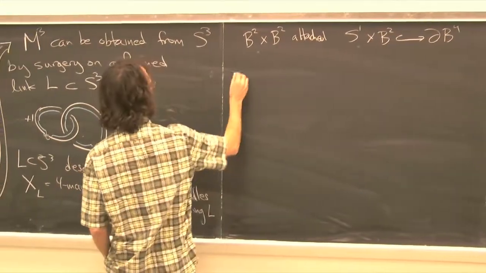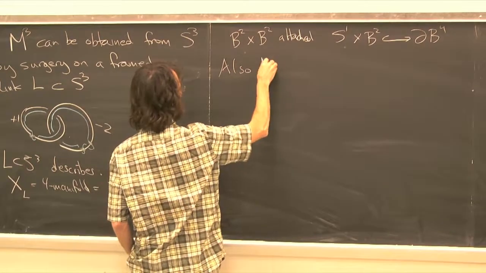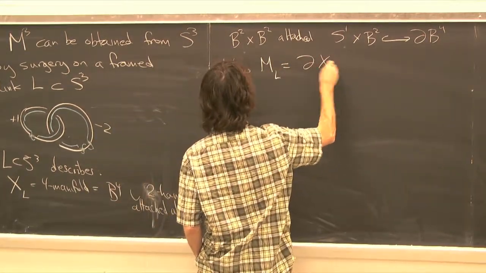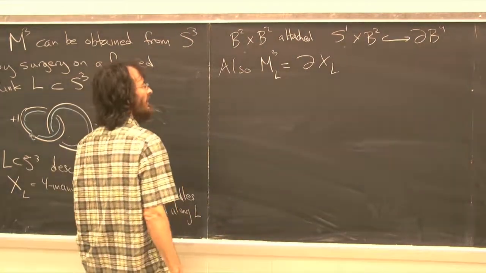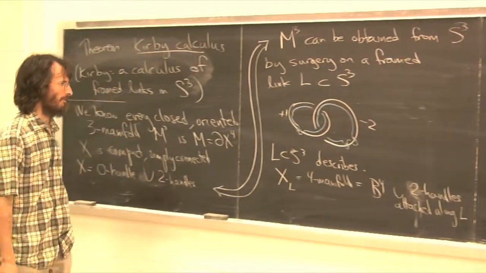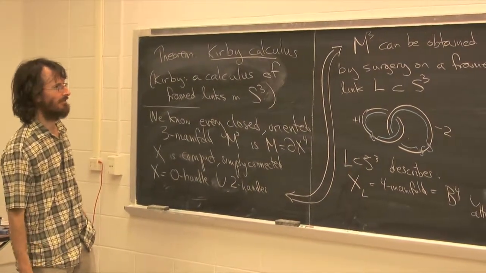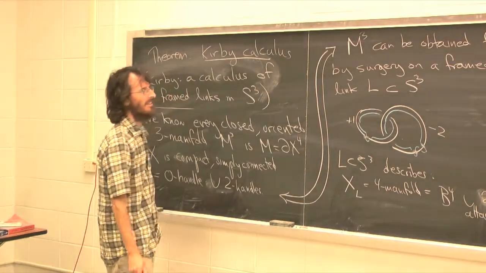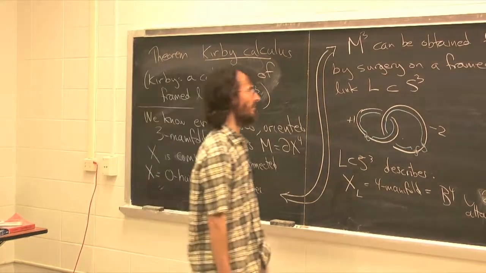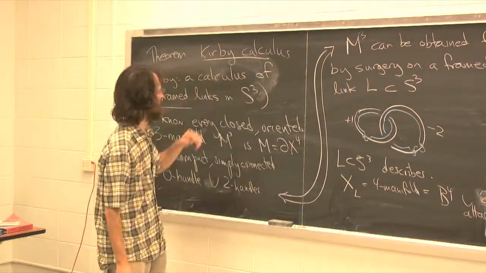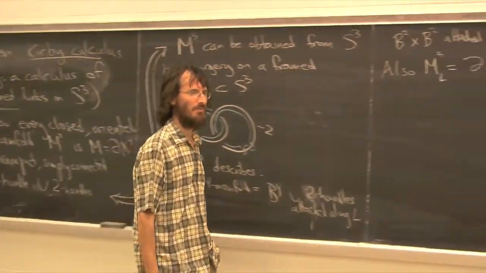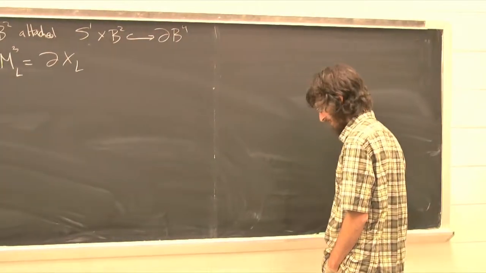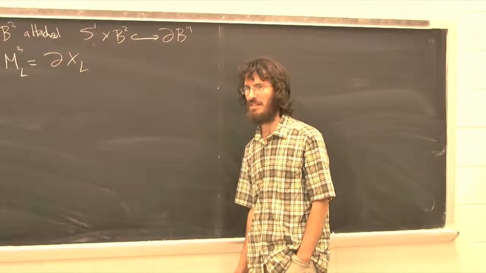The other thing it describes is what you might call M sub L, which is the boundary of X sub L, and that's the 3 manifold. So the framed link describes both the 4 manifold, not all possible 4 manifolds but some class of them, and the 3 manifold boundary. The question that this calculus is addressing is, suppose 2 framed links describe the same 3 manifold.